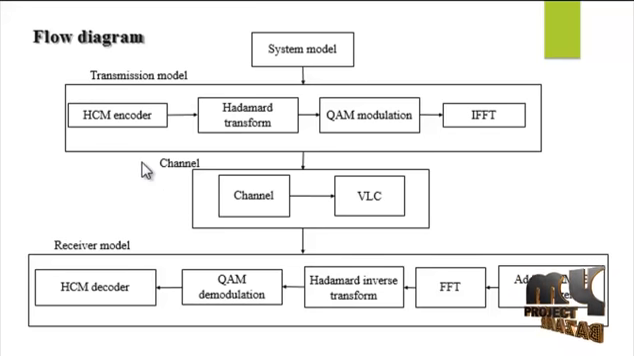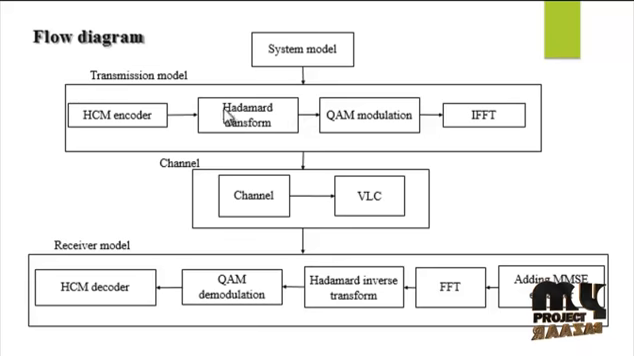In the transmission model, there is an HCM encoder, that is, a Hadamard-Coded modulation encoder. A random input or given data is provided as input. Next, the Hadamard transform is used in the HCM encoder. Then it is converted into QAM modulation, that is quadrature amplitude modulation, for the mapping. Then on the transmission side there is the IFFT, the inverse fast Fourier transform, and the signal is transmitted.